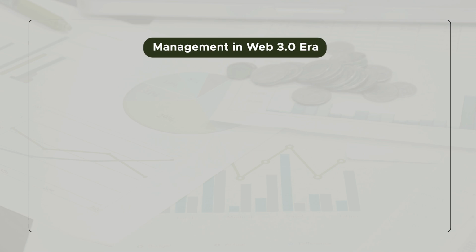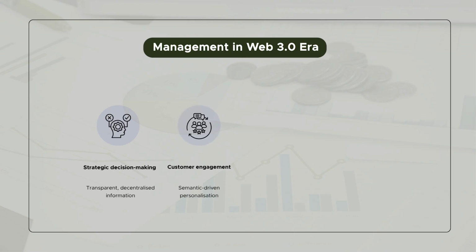Now, let us look at the world of management and Web 3.0. The strategic decision making for the management can be enhanced with data insights. You get more comprehensive and transparent information because of decentralization that can lead to better strategic decision making. Personalized experience driven by semantic understanding can lead to better customer engagement and better customer satisfaction.